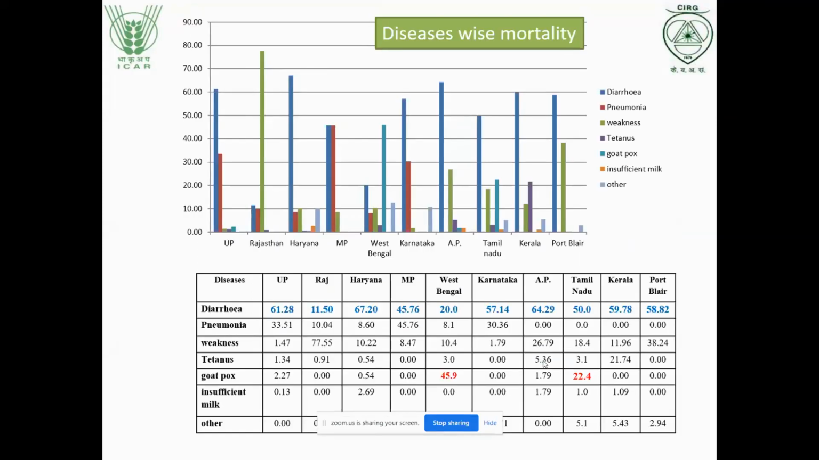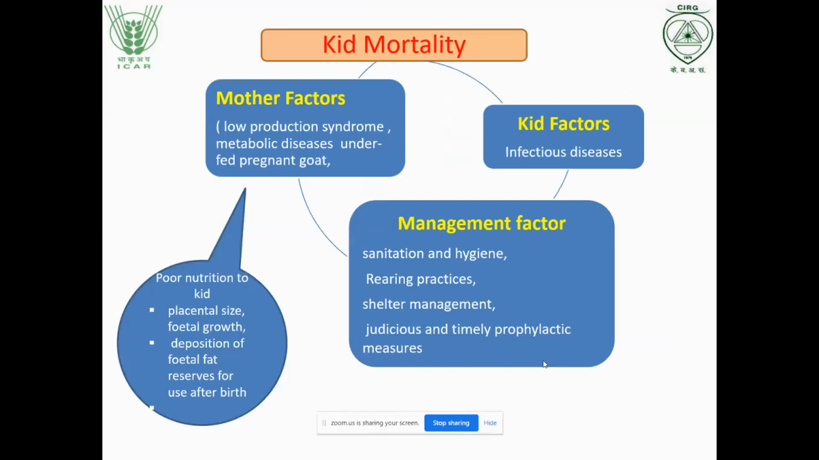There are two very important diseases that are responsible for kid mortality. First is diarrhea, and second is pneumonia. Besides this, there are certain other problems like weakness, certain infectious diseases, insufficiency of milk, and some other problems associated with kid mortality. But diarrhea is the biggest problem, the biggest killer of the young ones, and then comes pneumonia. So if you see kid mortality as an overview, there are three very important factors that are responsible for the loss of the kids.